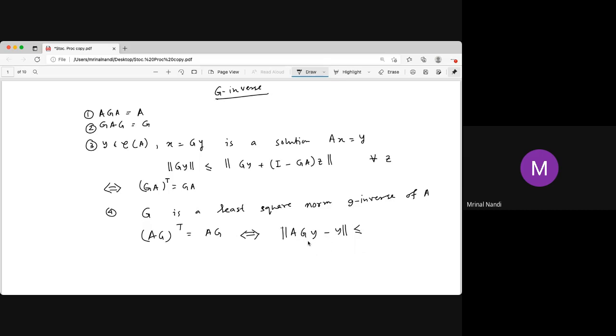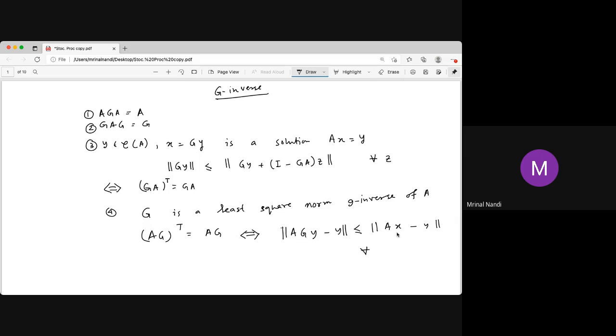For that G, whatever the y may be, inside the column space or outside the column space, it is trivial in the column space. If it is outside the column space, the norm is positive, but still it is less than or equal to the norm of AGy minus y plus Aw, where w you can write in this form, Ax. It is better to write Ax minus y.